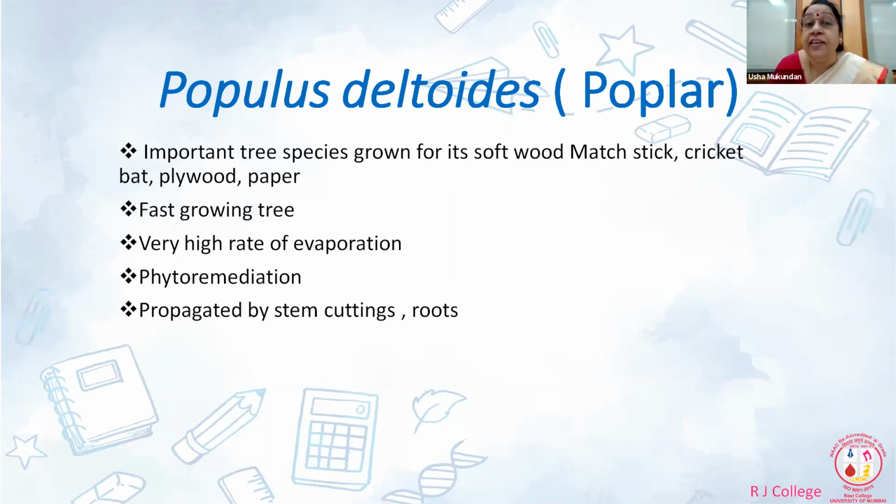Okay, Salicaceae is the family. The wood is softwood. A matchstick factory would go to the cultivation and say, okay, this much I need, and they will buy it directly. So the farmer benefits because his produce will be sold to important companies like those which manufacture cricket bats, matchsticks, plywood, and paper.